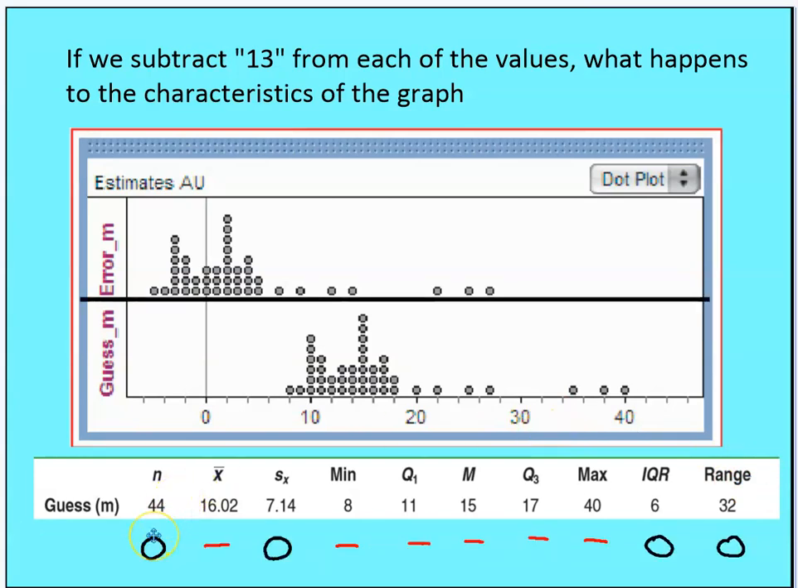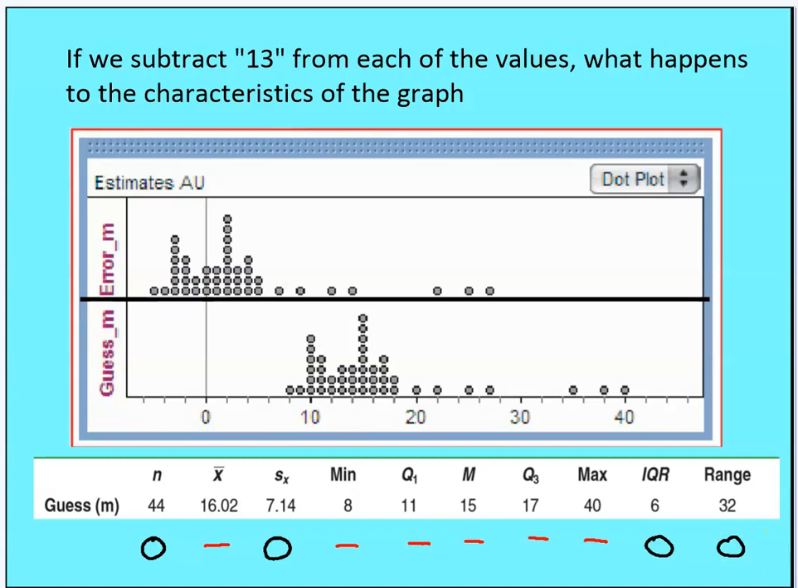The count, nothing happens. The mean goes down. The standard deviation stays the same. Minimum goes down. Q1 goes down. Median goes down. The third quartile goes down. The maximum number goes down. The interquartile range stays the same, so that width between first and third quartile is still the same, and the range stays the same.